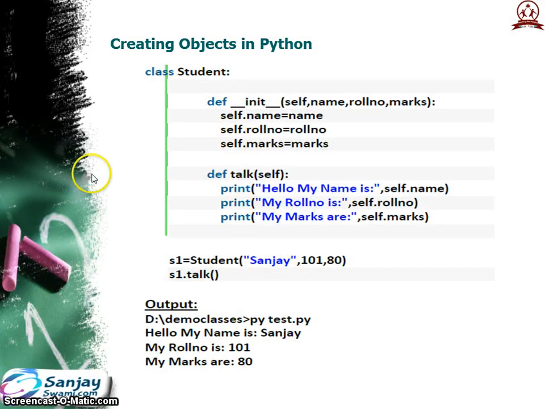Let's see the example with creation of object and instantiation. Here we have already defined the class named Student, and two methods are there. One is the constructor and one is the talk method. We have created the object s1 and also instantiated it with the constructor by passing the values. Of course, to call the talk method, we are using s1 dot the method name talk, and here is the output for the same.